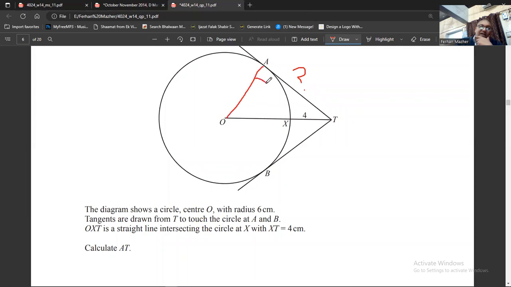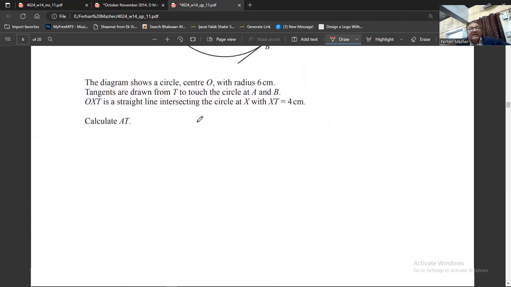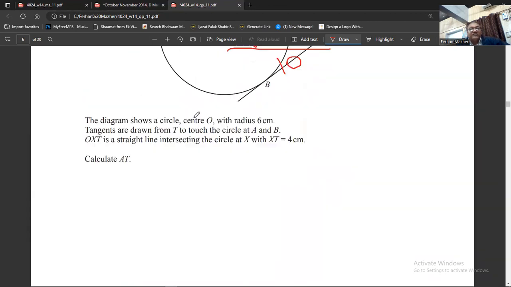The angle between the radius and the tangent at the point of tangency is 90 degrees. The radius is 6. So this is 6. This OX is also the radius, so this will be 6. This total thing will be how much? It will become 10. So it's a right angle. I know this side 6. I know this hypotenuse, that is 10. So I can find this AT by simply applying the Pythagoras theorem. That is question number 9. And it's a 3 marks question.